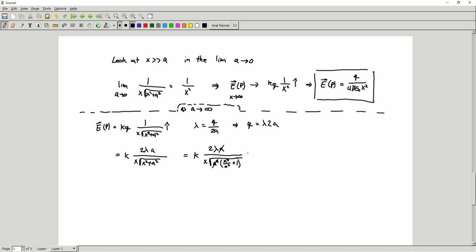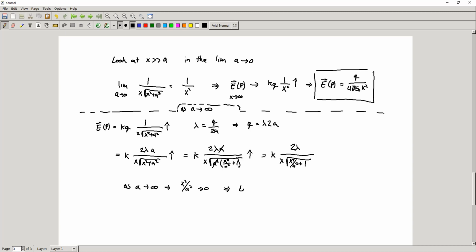We have to be careful here, because this should still be a vector. So what do I end up with? I end up with k 2 lambda over x squared over a squared plus 1, okay? This is great because now we can easily see what happens as a goes to infinity. As a goes to infinity, x squared over a squared goes to 0. And so this term here is going to 0. So we're just going to end up with an x in the basement.